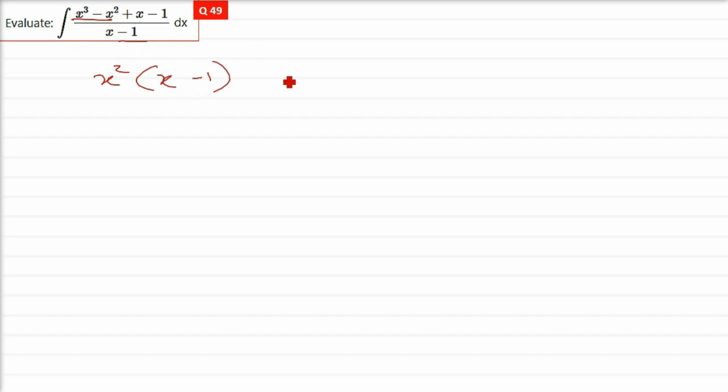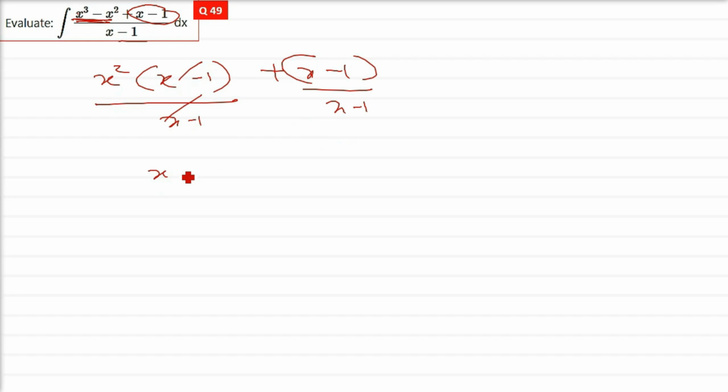So when you take x square common from the first two terms, x minus 1 will come. The x minus 1 remains untouched. Now divide both the parts with x minus 1, so you have x minus 1 in the denominator. Now this cancels out. You get x square here, plus you cancel these out, x square, and then you have x square and plus.